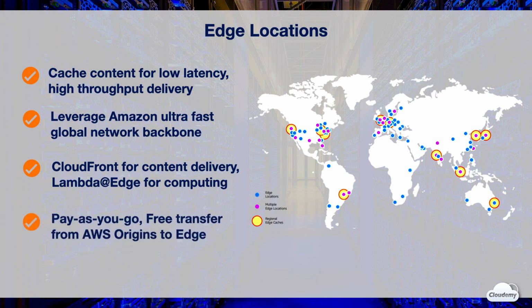You only pay as you go, with no minimum upfront cost. Data transfer from AWS origins, such as Amazon S3, EC2, and Elastic Load Balancing, to the edge location is free. You only pay for the data transferred out of the edge location.